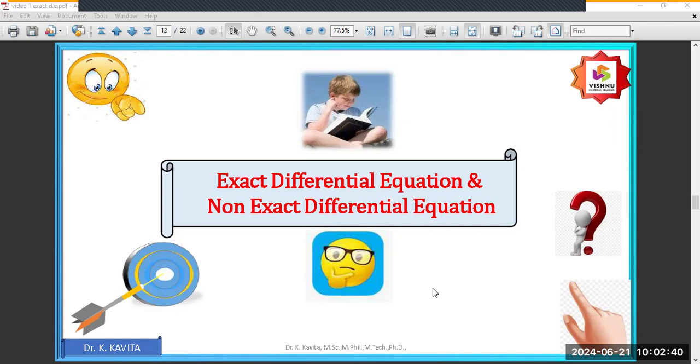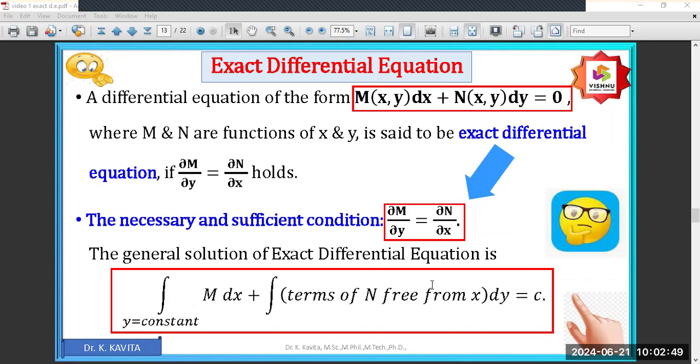The first topic in the first unit is exact differential equations in this video, and the next video is non-exact differential equations. First, the definition of an exact differential equation. A differential equation in the form M dx plus N dy equals 0, where M and N are functions of x and y, is called an exact differential equation if dou M by dou y equals dou N by dou x. This is the necessary and sufficient condition.